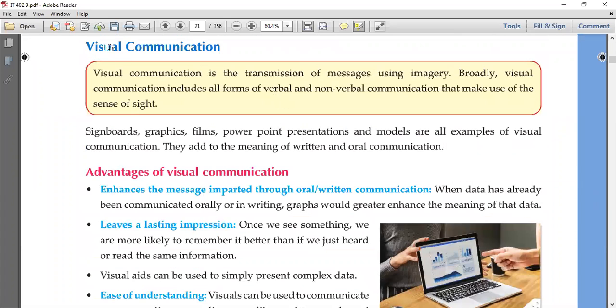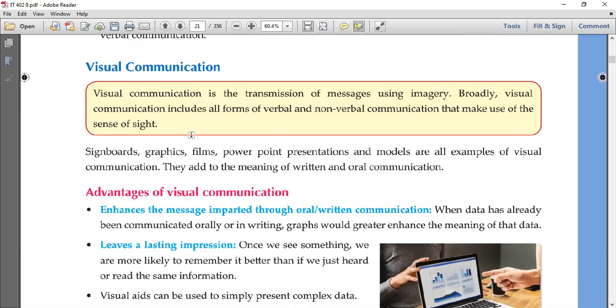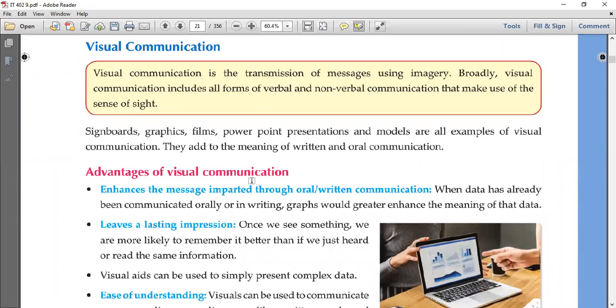The next category is visual communication. It is the transmission of a message using imagery, right? Images. Broadly, visual communication includes all forms of verbal and non-verbal communication that make use of the sense of sight. So things like signboards, graphics, movies, a PowerPoint presentation, or some models are used in visual communication, right? And it always adds to the meaning of written and oral communication.